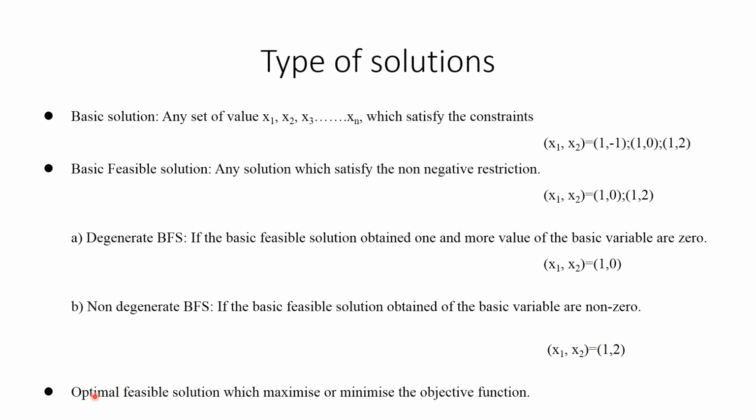Optimal solution or optimal feasible solution: optimal feasible solutions are solutions which maximize or minimize our objective function. So among these three pairs of values, the one which maximizes or minimizes our function is known as the optimal feasible solution.